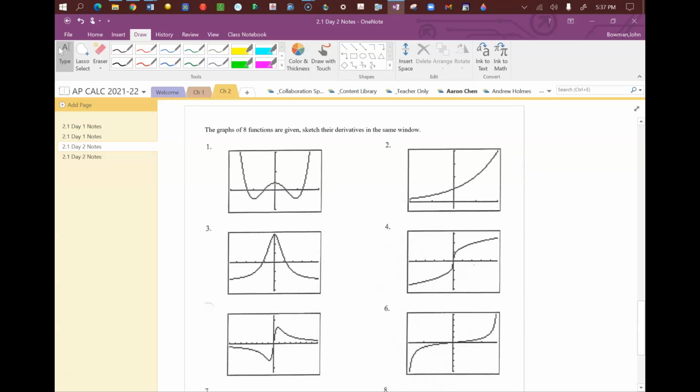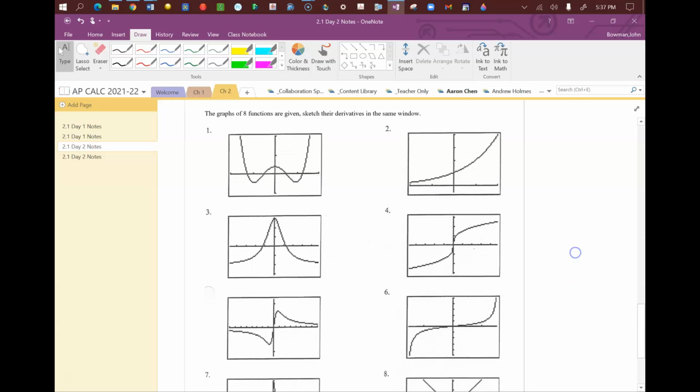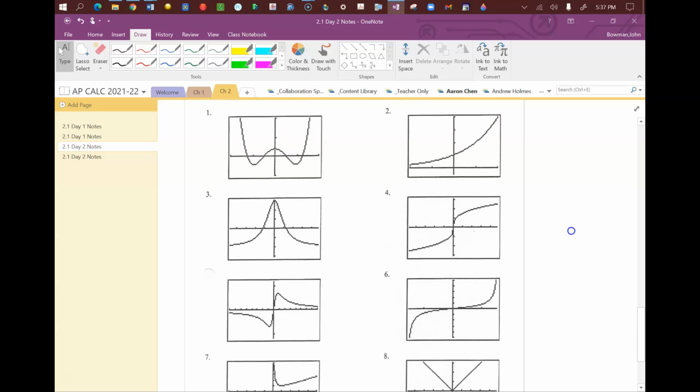On the next page, you're going to see 8 graphs. And what I'd like you to do with these is I would like you to draw the derivatives of their functions in the same viewing window. So we're going to do the first one together, then you're going to pause the video and draw the rest of them, and then when you're done, you're going to unpause the video and check your answers. So remember, derivatives are slopes. So what do we have here?